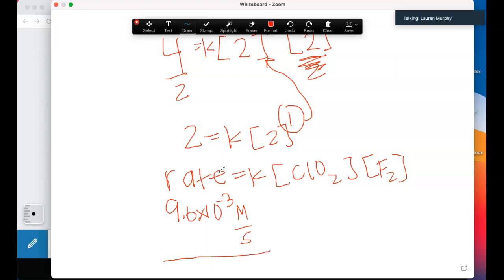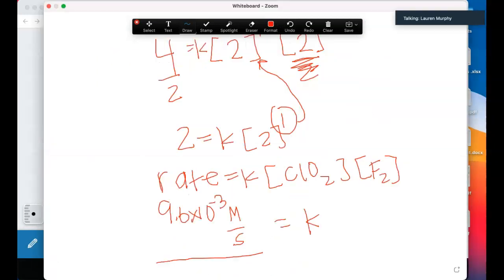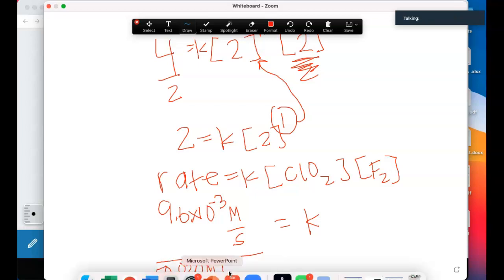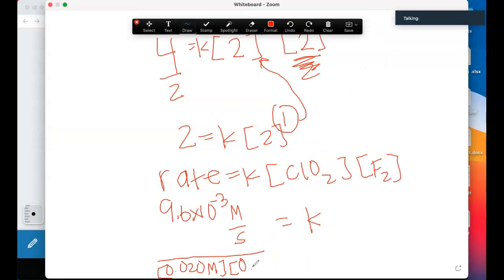These guys are going to come over here. I'm going to divide both sides by them, and that will equal K. So divide by the ClO2 concentration. Well, experiment 3 ClO2 is 0.02 molar, and the F2 is 0.2 molar. So 9.6 times 10 to the negative third divided by 0.02 divided by 0.2.